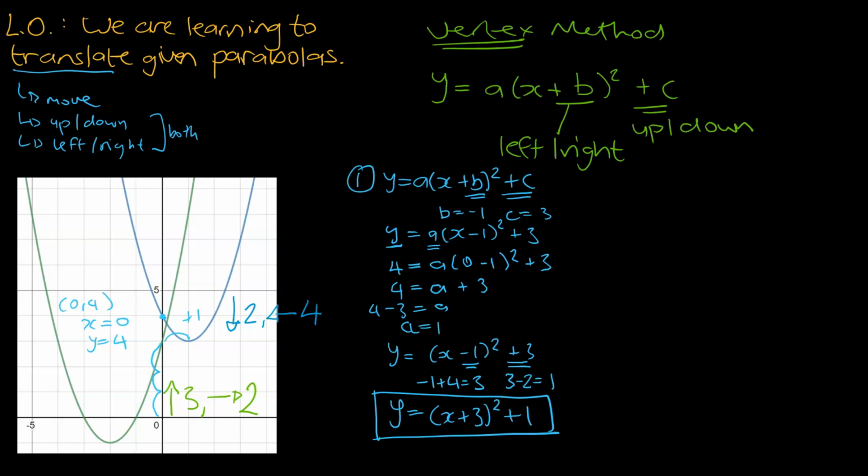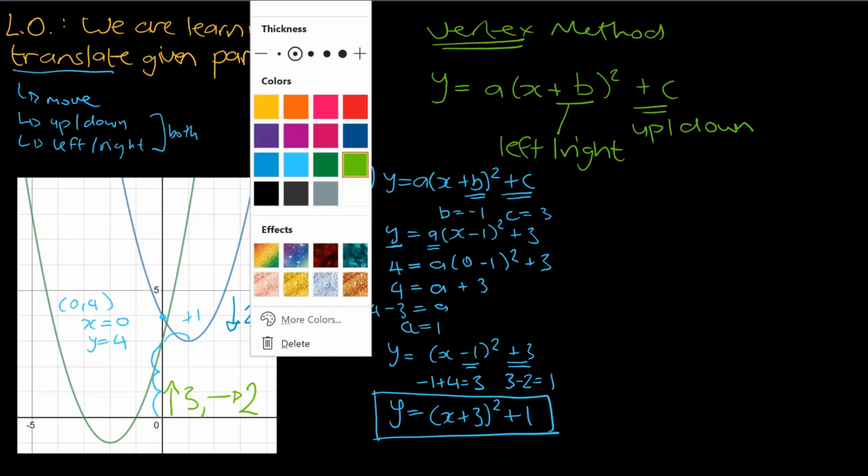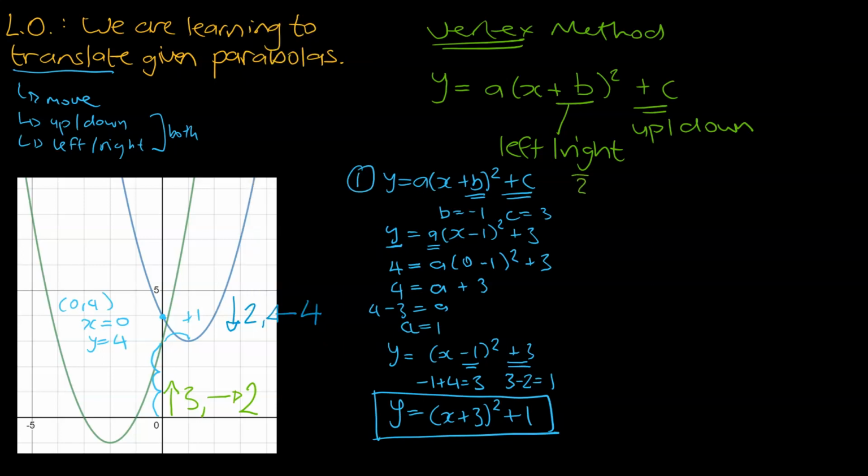So very cool. So I'm going to change pen color. Let's get into the green question, and hopefully I don't make silly mistakes during that process. So the green question, question 2. First step, we do need to find the equation of the original parabola. So y is equal to a(x plus b) squared plus c.